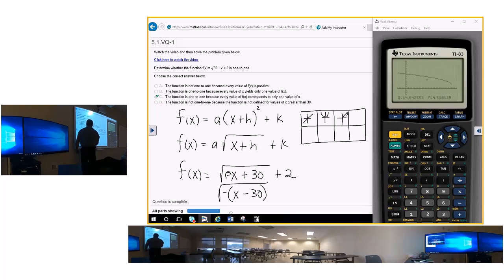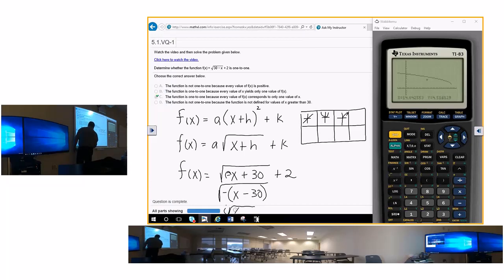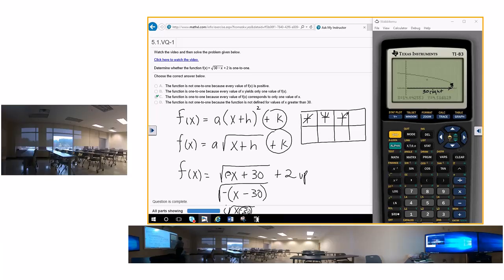It would be i times the square root of x minus 30, which means a horizontal shift of 30 to the right. And here's your 30 to the right. And what does k mean? Back in chapter 2, k means a vertical shift of 2 up. There's your beginning point.